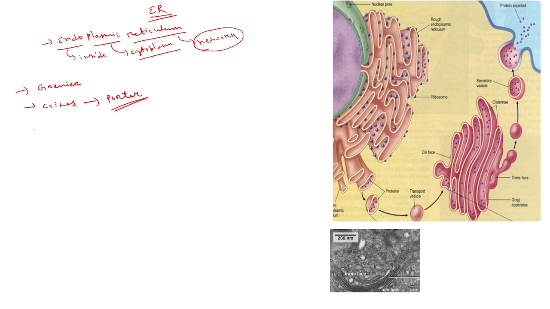Porter coined the term ER, or the endoplasmic reticulum. The endoplasmic reticulum is found in all cells except mature RBC, embryonic cells and prokaryotic cells. So of course the prokaryotic cell doesn't have the ER, and among eukaryotic cells, the mature RBC and the embryonic cell also don't have the endoplasmic reticulum. So now come to the structure of the ER.